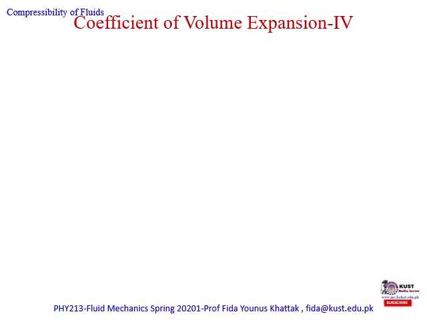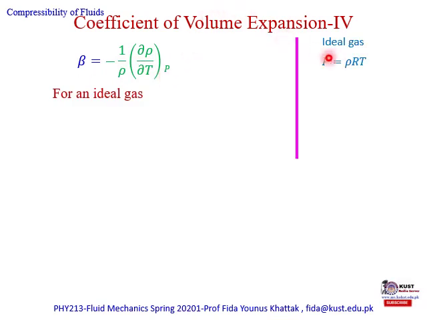Let's look at the coefficient of volume expansion beta for an ideal gas. We had beta is equal to minus 1 over rho, del rho over del T at constant P. For an ideal gas, we have P is equal to rho RT. We can write this down as rho is P over RT, or we can write down del rho over del T is equal to minus P over RT squared. We can write this down as minus 1 over rho, del rho over del T at constant P is 1 over T.